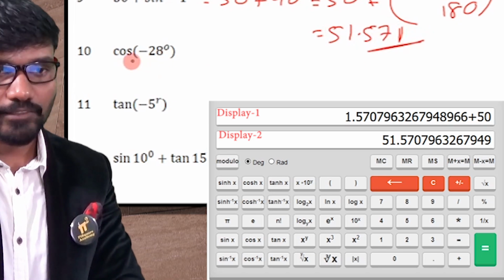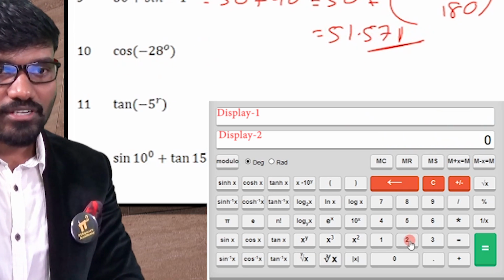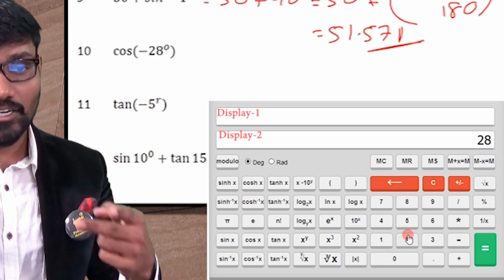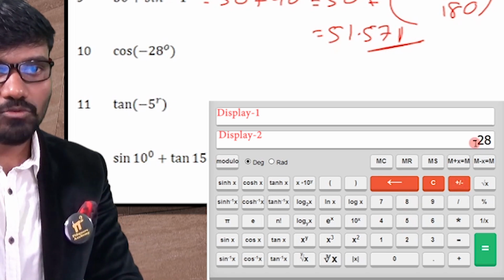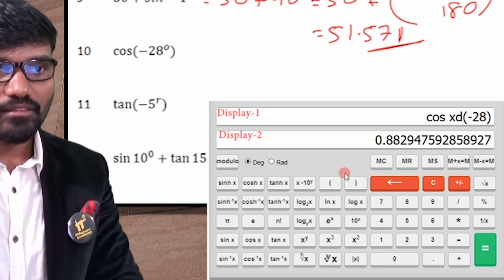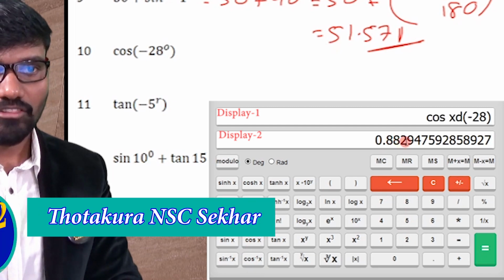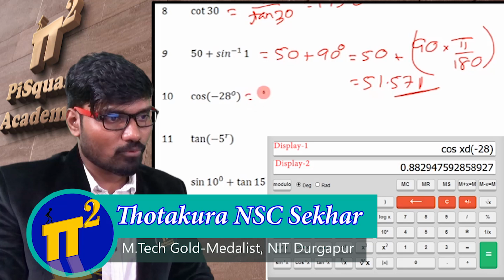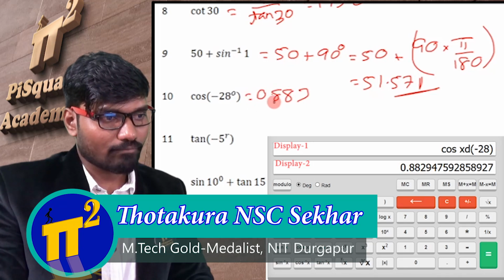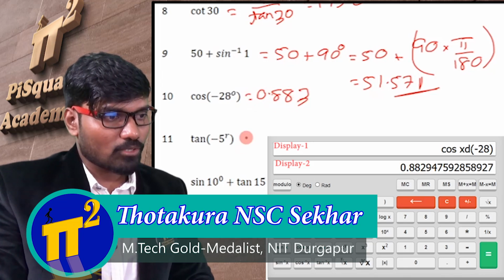Cos minus 28. First enter 28. I need to change the sign of 28. I'll use this minus 28. I'll go for cos. The value is 0.883. Let's take that. 0.883. Now what about this?